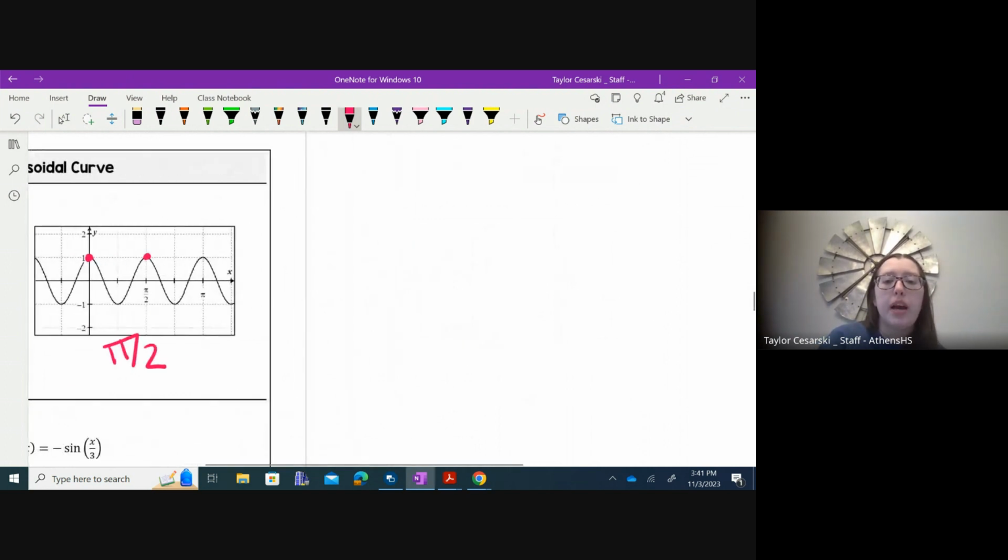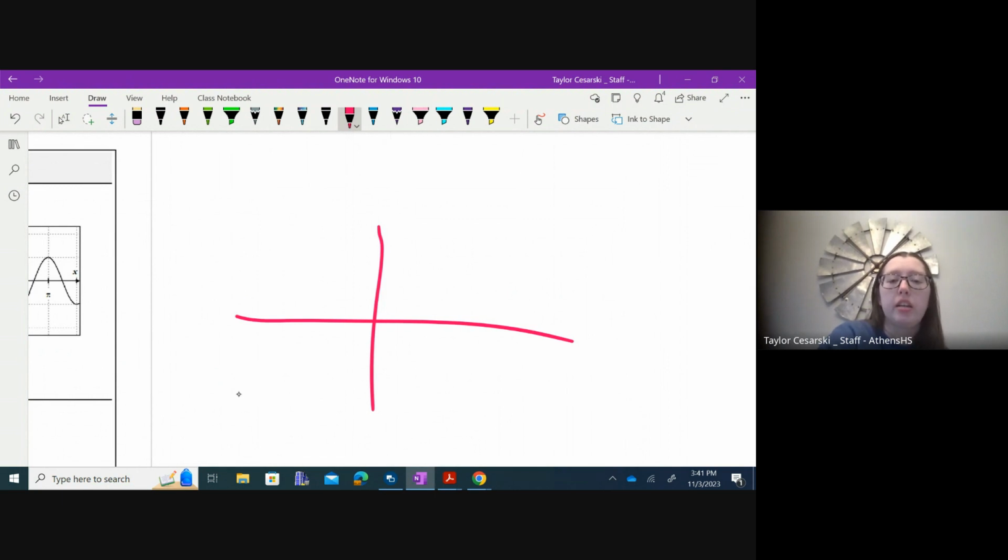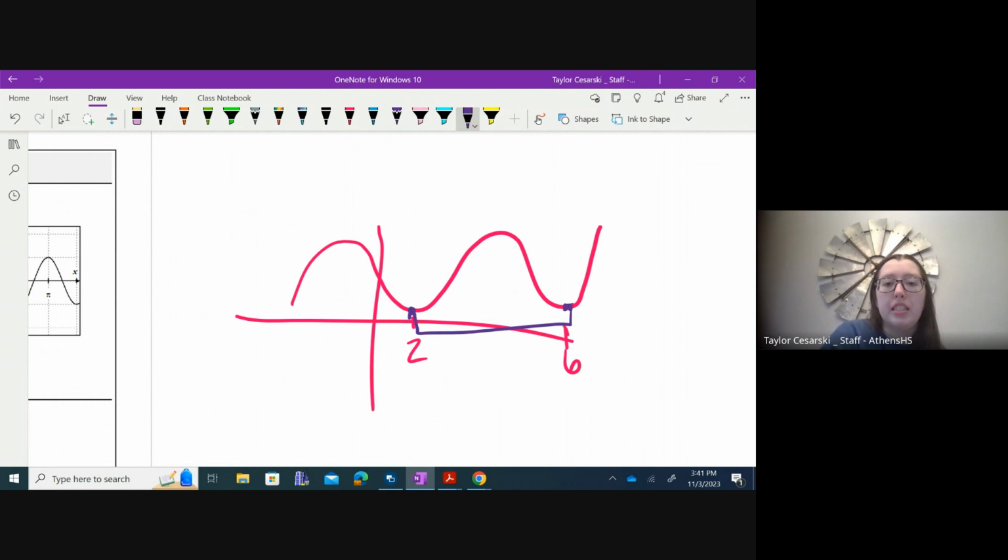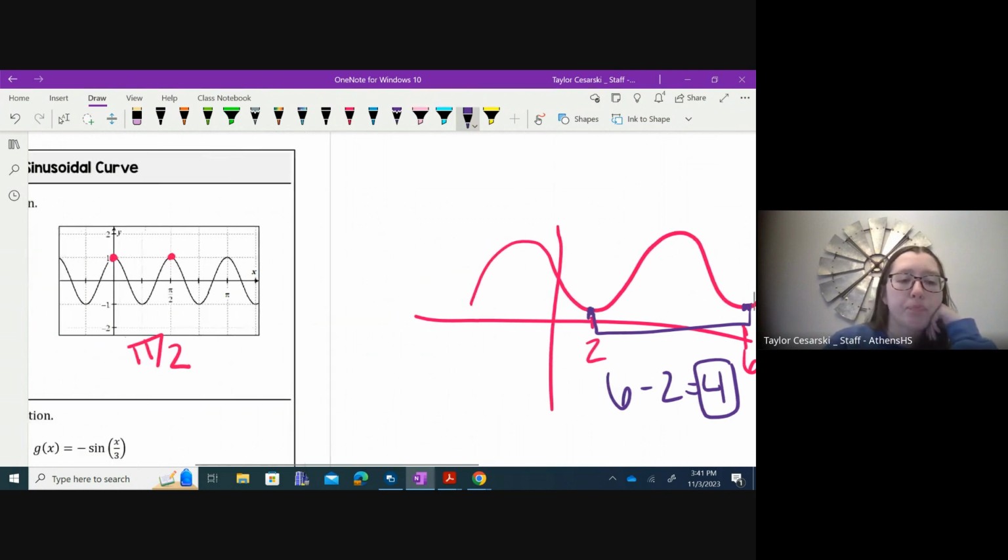If, for example, I had something like this, let's just say, and I decided to go min to min. I know a lot of you guys know this already. But remember, the period is the distance between, so I'd have to do 6 minus 2 to give me 4. So just be careful if your max or min or whatever point you're using is not at x value of 0 to make sure to subtract them.